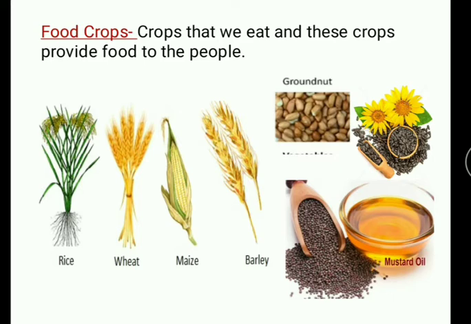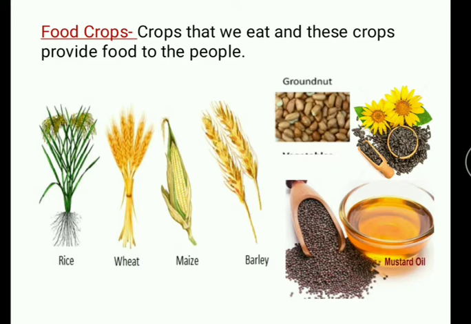previous session also. Food crops means crops that we eat, and these crops provide food to the people. Which crops are known as food crops? Now see, rice, wheat, maize, barley, groundnut, mustard, or you can say oil seeds. Oil seeds: groundnut oil, then sunflower oil, mustard oil. From these seeds we get the oil, and that oil we use in our cooking also.